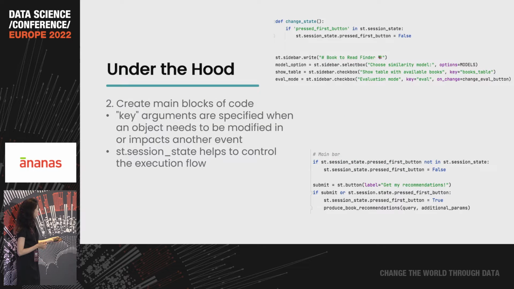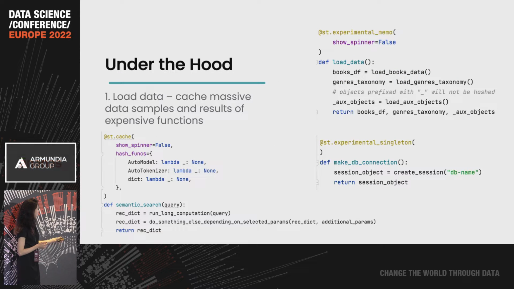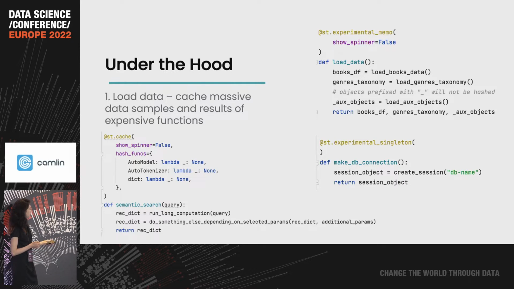So this is an old way of caching data, and here we hash a function and something we don't cache. Because if you try to cache your tokenizer or your model or a dictionary, it will give you an error message. So we exclude them from caching.